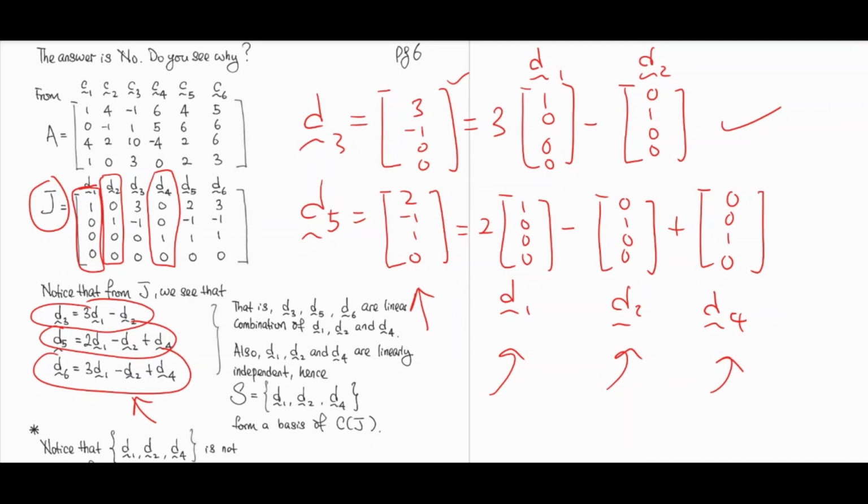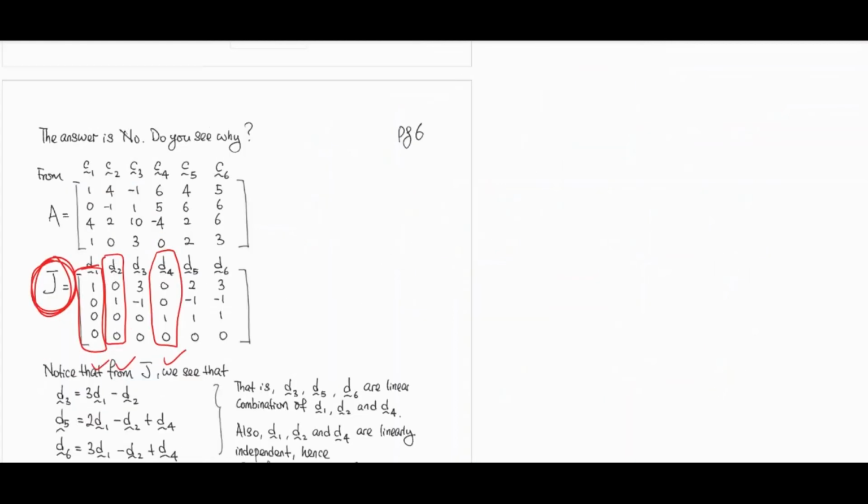Now, what is special? This is going to be a little bit interesting. I am claiming that all the relationships that you observe from the matrix J hold for the matrix A. For example, because D1, D2, and D4 are linearly independent, as we have seen just now, I'm claiming that the corresponding column vectors of A, which are our C1, C2, and C4, will also be linearly independent.